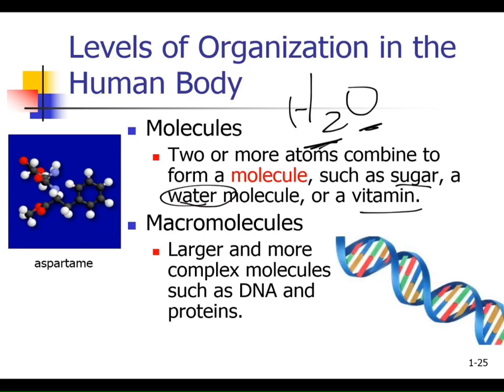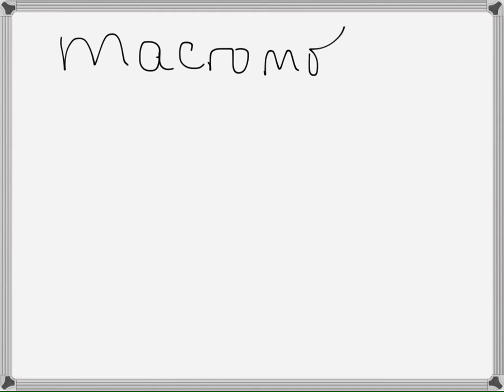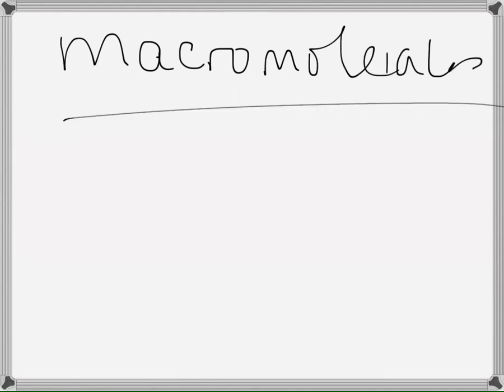And these macromolecules come in four basic groups. I'm going to go ahead and introduce that to you now so that when you come across it again, you'll say, okay, I've seen that before. So there are four different types of macromolecules. Anybody know what those are? What are the four basic types of macromolecules?